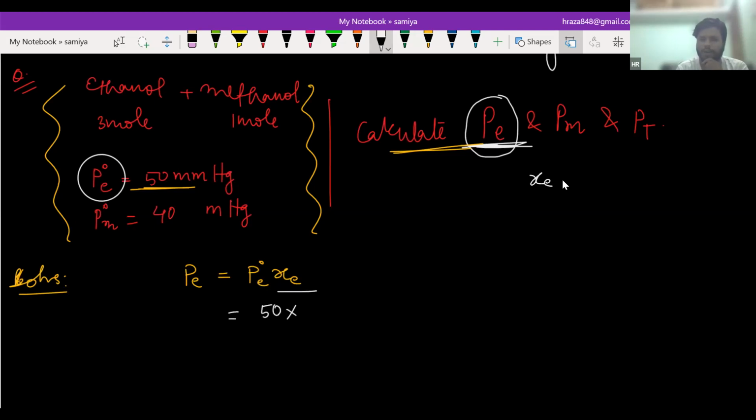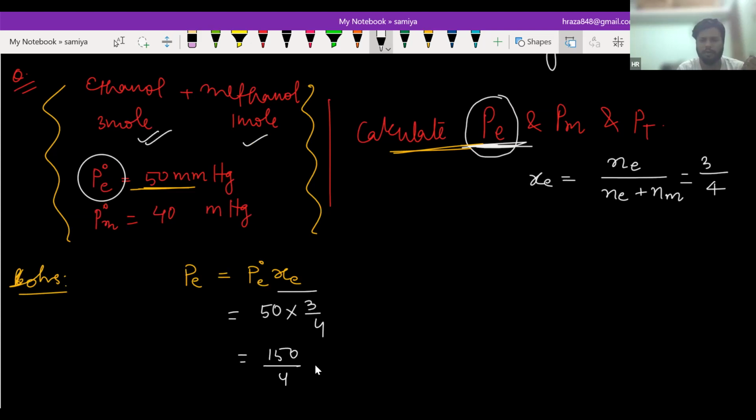Just take it, the mole fraction of ethanol will be equal to the number of moles of ethanol upon the number of total moles. That means the number of moles of ethanol plus the number of moles of methanol. What is the number of moles of ethanol? That is 3. And 3 plus the number of moles of methanol? 1, so 4. So I'm going to write it as 3/4 and just calculate it. 150/4.